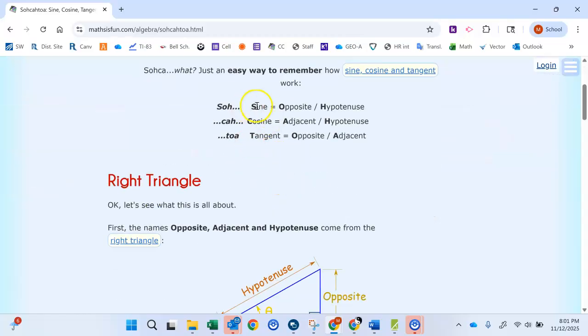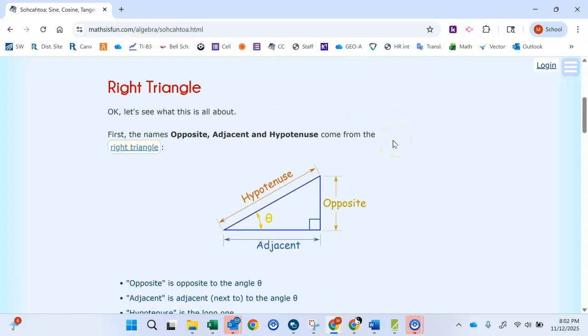So the first letter stands for the trigonometric function. S for sine, C for cosine, T for tangent. The next two letters stand for the sides. The second letter is always the top letter. The third letter is what you divide it by. Okay, so it's very important that you understand.